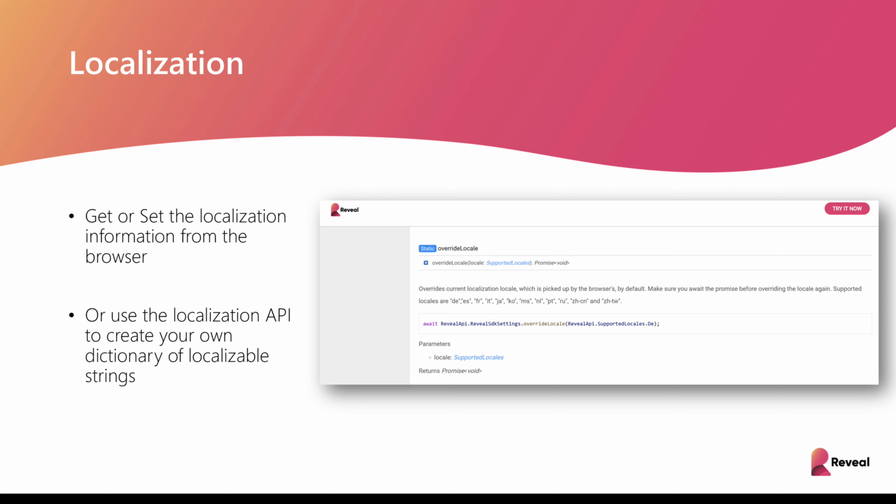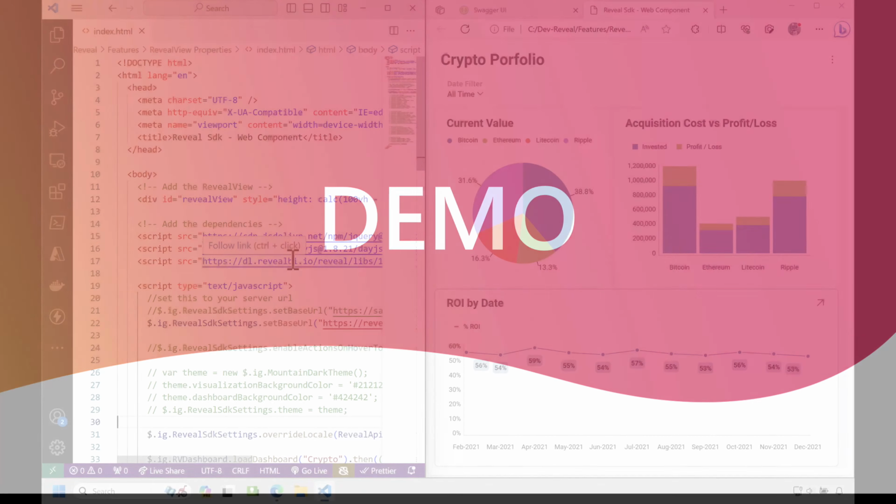What you can do with Reveal is check what the browser locale is and set message strings to one of our 13 supported languages. And the nice thing is if you want to always display a specific language, you could override whatever locale is being rendered in the browser and force a language to display. So with that, let's take a look at a demo and see how all of this ties together.